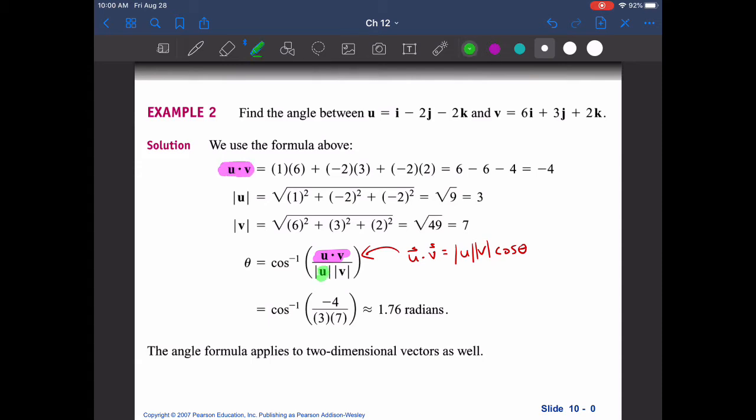And we're going to need the magnitude of u. That's right there. Let me highlight that a little better. And then we're going to need the magnitude of v, which is being found right there, which u dot v we just learned how to do. You multiply the i's together, the j's together, and the k's together and add up the result.